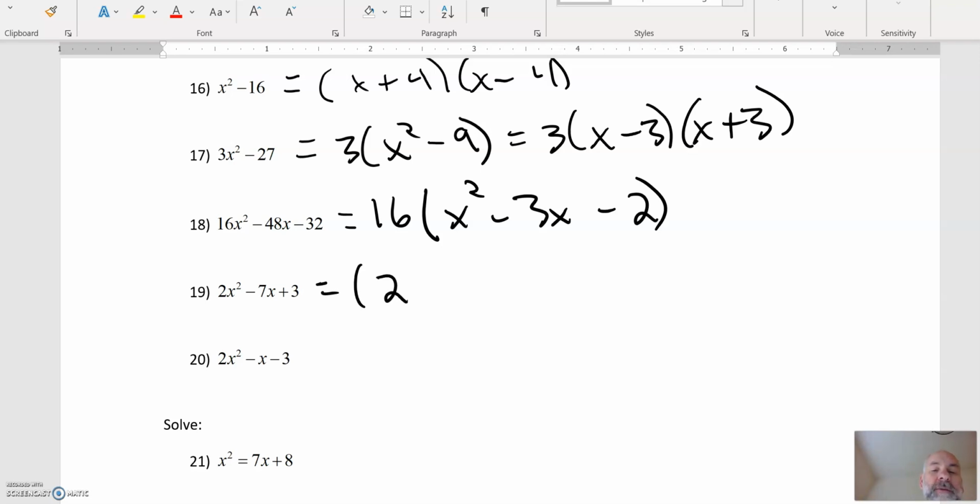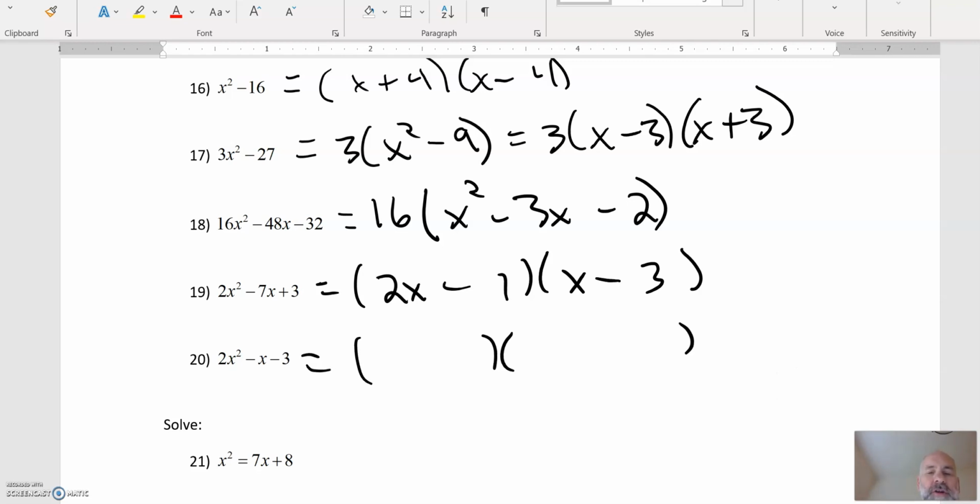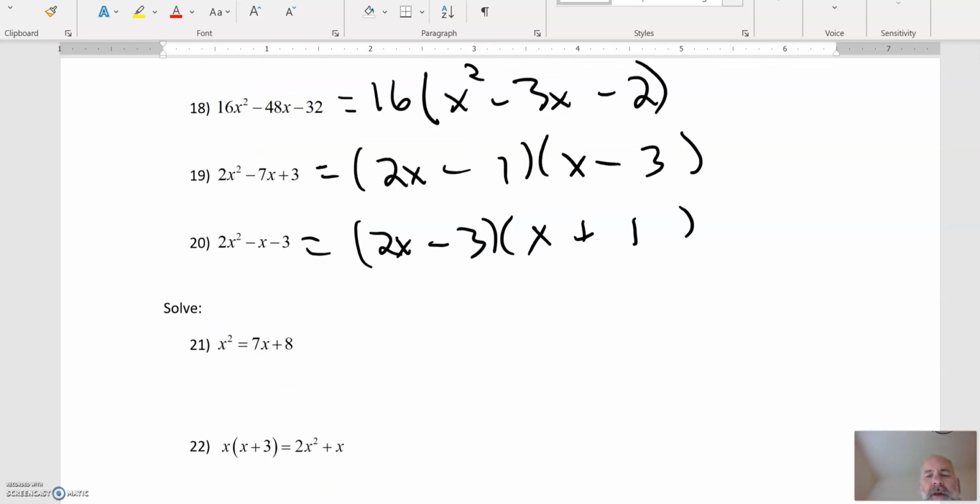This one, it's got to be 2x and it's got to be x. And it's got to be minus and minus, and so it's got to be 3 and 1. And then this one is going to be 2x and x. And now it's got to be a plus and a minus. That's a little tricky. But I do know it's got to be a 3 and a 1. I've got to get a negative x in the middle. I should do 3 and 1, and I need it to be a negative x. So, there we go.